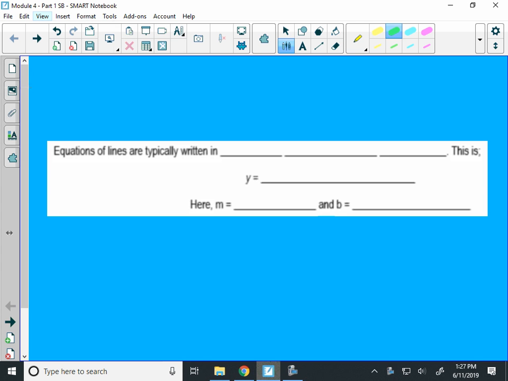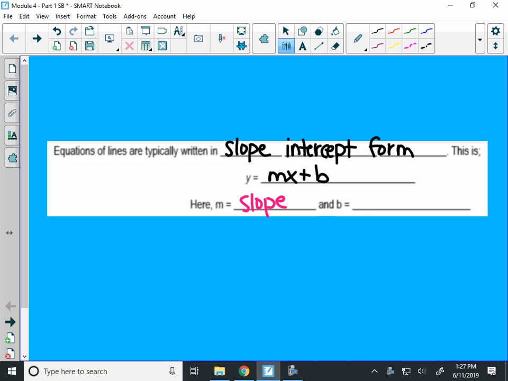Alright, this is Module 4, Linear Functions, Part 1, so we're just going to review graphing lines and inequalities. Equations of lines are typically written in slope-intercept form. That's the form you're probably most familiar with, and this is y equals mx plus b. Now in this format, you should hopefully remember that m represents the slope, and b represents the y-intercept.